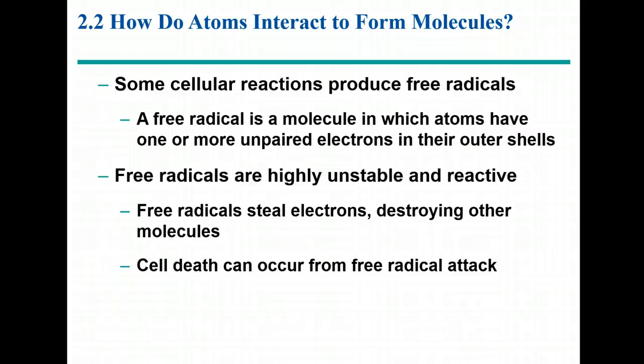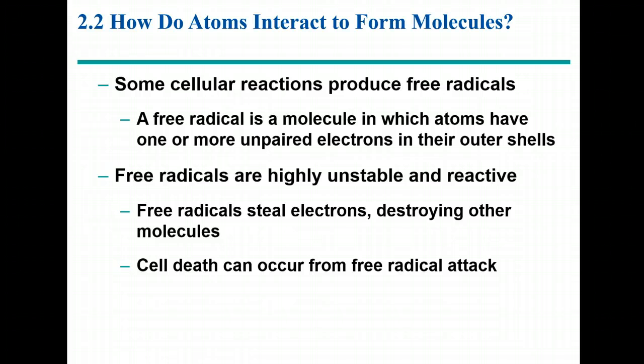One last topic we will talk about for section 2 of chapter 2 involves free radicals. Some cellular reactions produce free radicals. A free radical is a molecule in which atoms have one or more unpaired electrons in their outer shell. Free radicals are highly unstable and reactive. Free radicals steal electrons, destroying other molecules. Cell death can occur from a free radical attack.